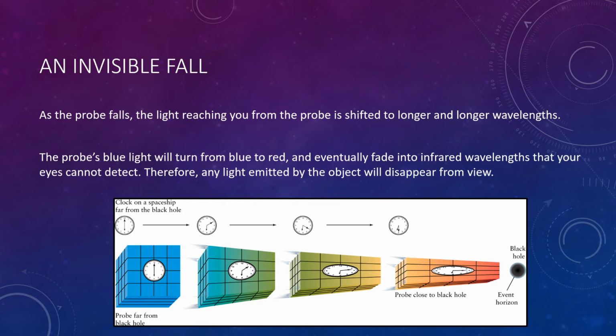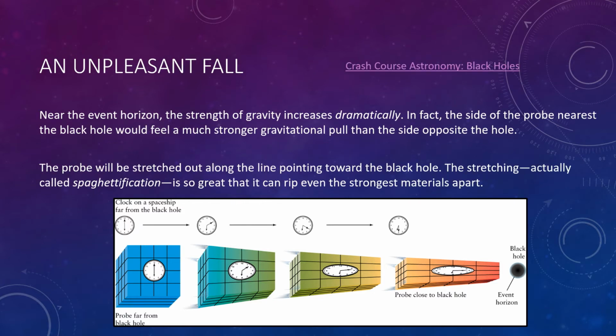But it still gets weirder. If you could view the falling probe with goggles that tracked light for ever-increasing wavelengths, you would see it come to an unpleasant end. Near the event horizon, the strength of the black hole's gravity increases dramatically as the probe moves even a short distance closer to the black hole. In fact, the side of the probe nearest the black hole will feel a much stronger gravitational pull than the side of the probe that's opposite the black hole. In other words, the front of the probe experiences way more gravitational effect than the back.